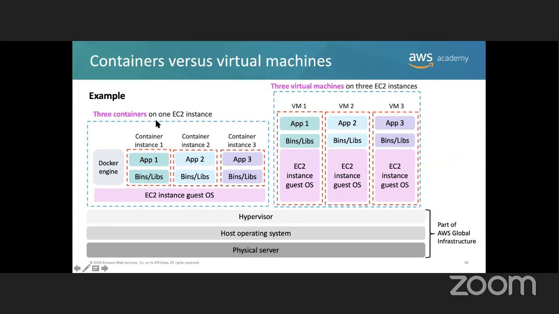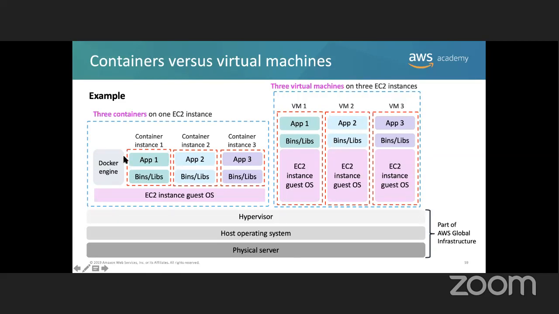Now, if you have 3 containers here, you have container 1, and you're running containers on Docker, okay? So you have container 1, container 2, container 3, application 1, application 2, application 3. And then you have bins, library, bins, library, bins, library. And then you have the EC2 instance guest OS. So you have 3 separated virtual machines here, each one using the guest OS, right? Here we have only the guest OS, and on top of that, we run the containers in Docker. So this is far more efficient than this, okay?